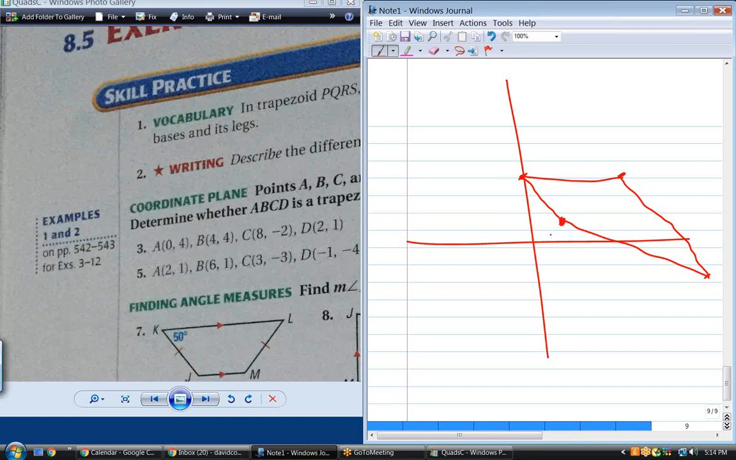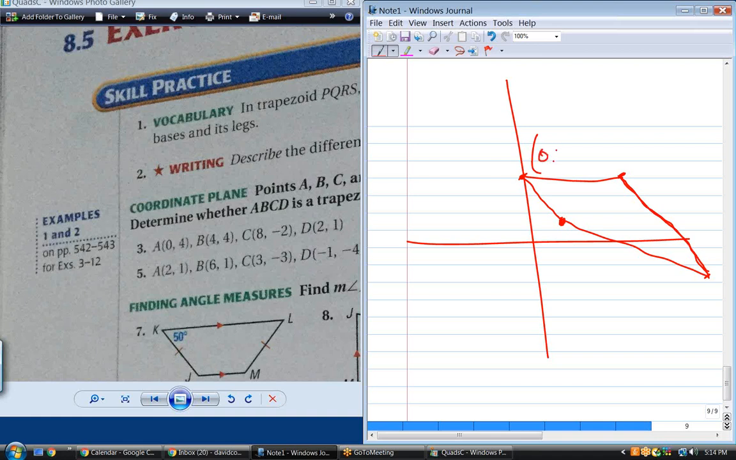How would I know? Well, you would first have to identify the slope. That's the key. This slope actually looks pretty similar to this slope here. And so this might be a trapezoid. Let's figure out the slope.